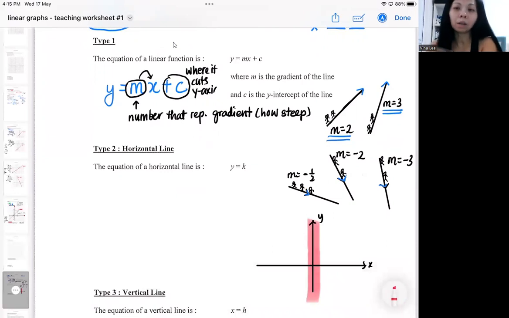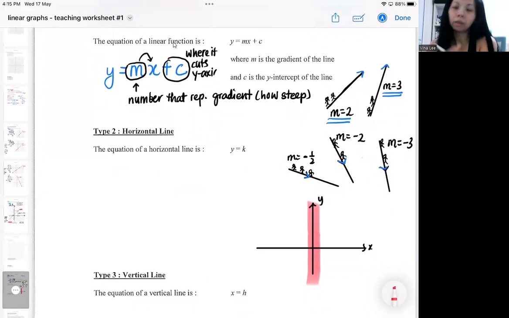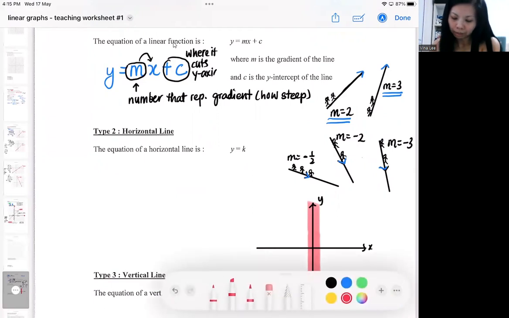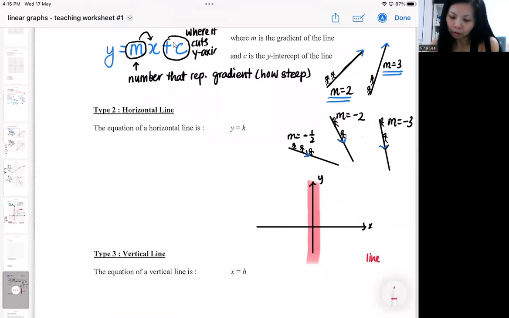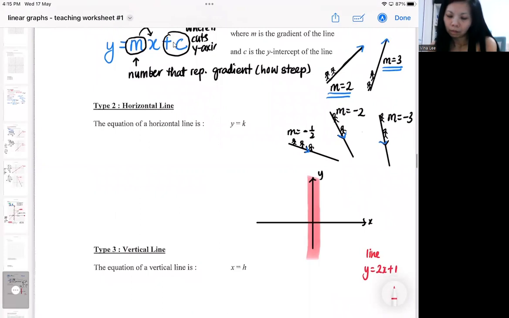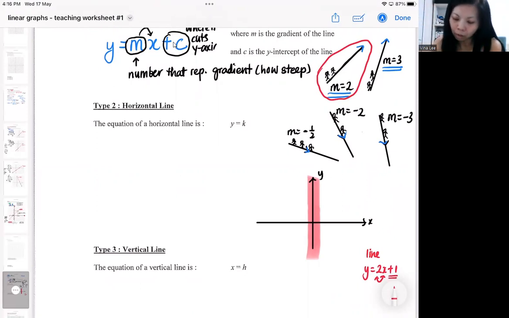So this number will tell us where it cuts the y-axis. Of course, this number can be positive or negative. I can show you a very simple idea. For example, there's this line. The name of the line is 2x plus 1. The number beside x is a 2. That means I'm expecting that it will fly up. It will cut the y-axis at 1.